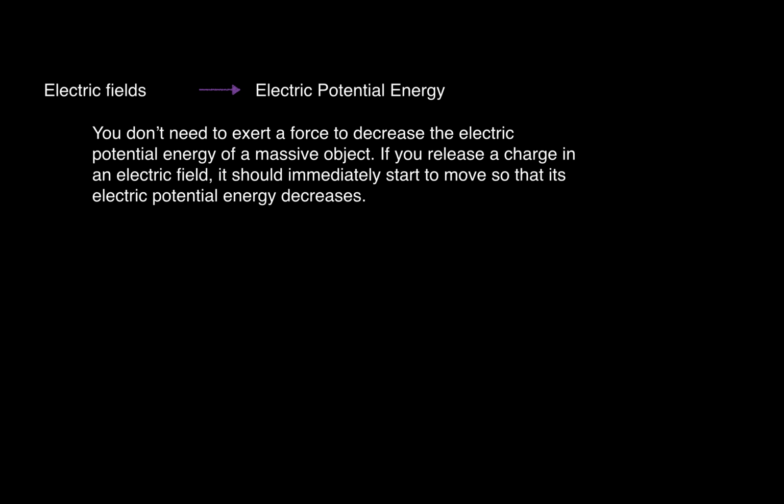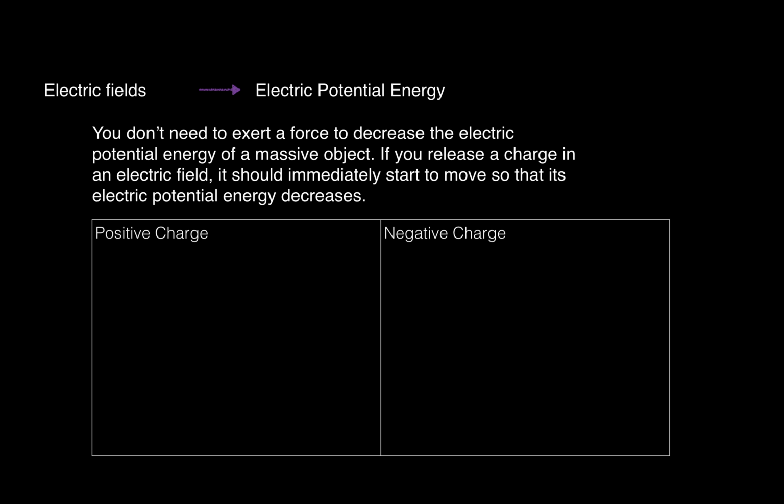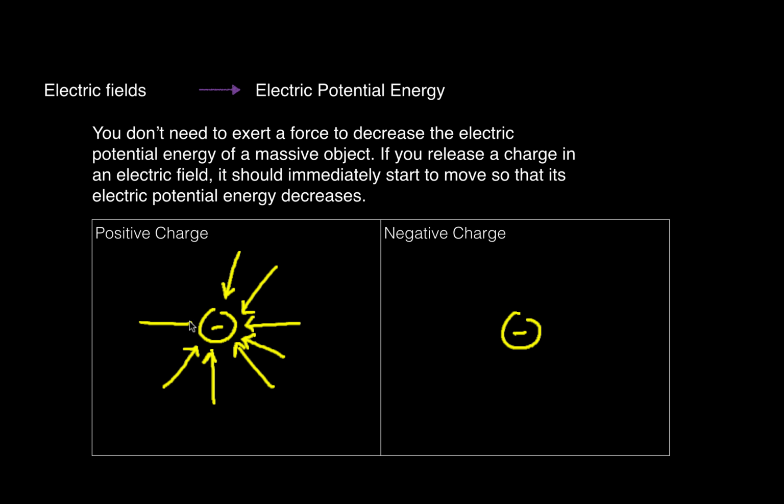You don't need to exert a force to decrease the electric potential energy of a charged object. If you release a charge in an electric field, it should immediately start to move so that its electric potential decreases. So again, I'm going to draw a situation where we have a negative charge producing an electric field. The electric field lines point at the negative charge because this is the direction a positive charge wants to go.